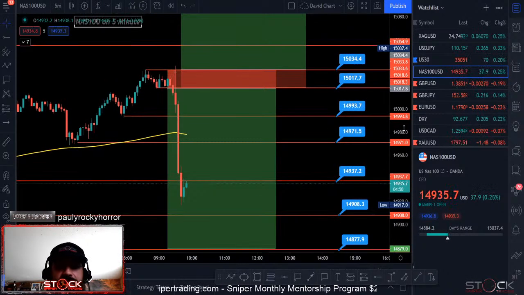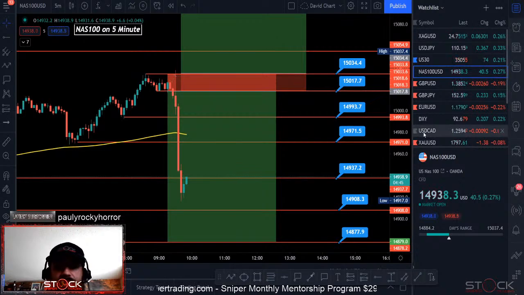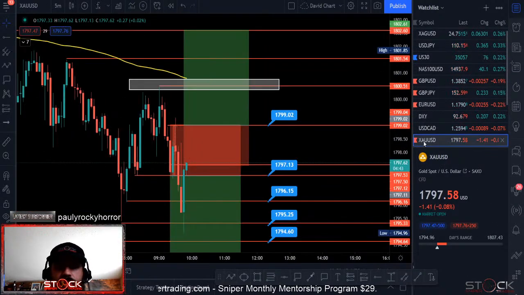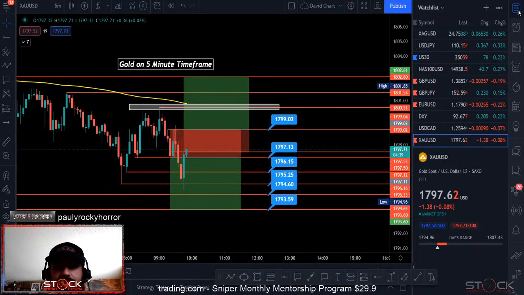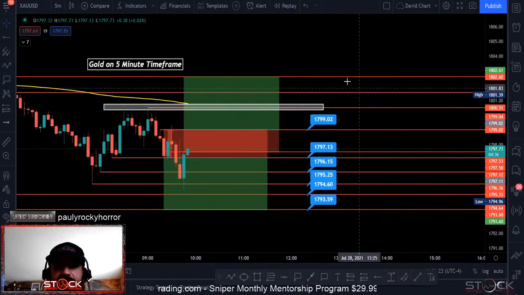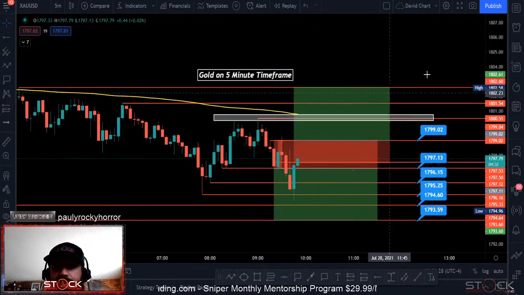NAS is still trying to find some support here. We'll see if it's going to push up. Gold is starting to find a little bit of a bottom there, starting to push up, and the stop loss too, guys. I want to get the overall clear trend. This is just noise to me right now. Red, green, red. It's too much.